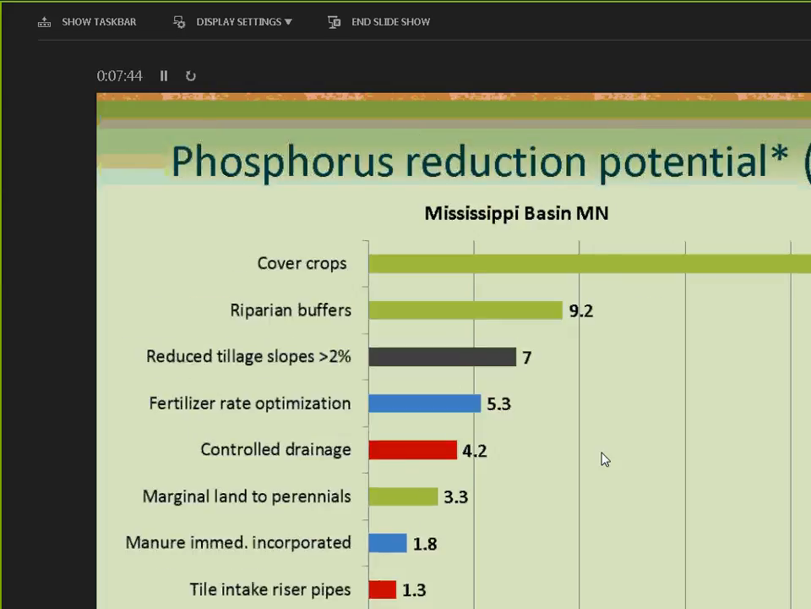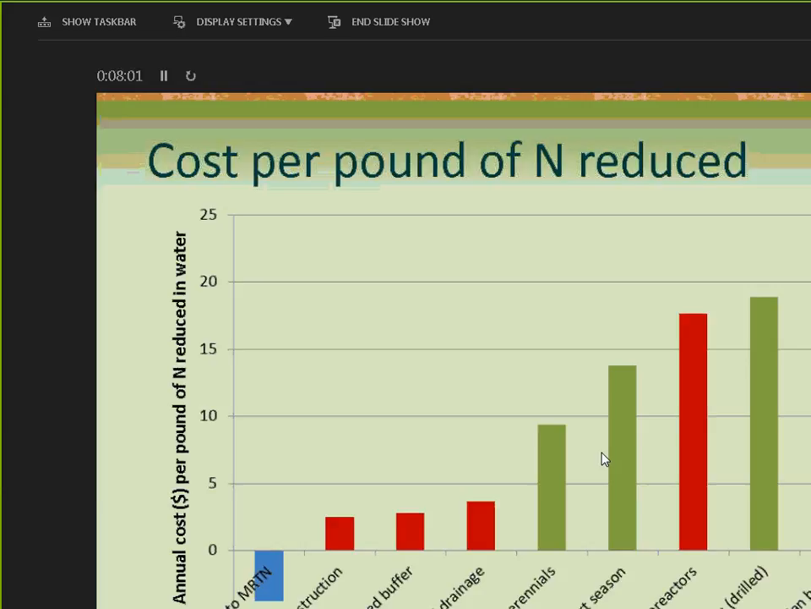Phosphorus reduction, here's the BMPs for phosphorus, and the same thing with the cover crops. We can split that apart and look at different applications of cover crops. I won't go into the findings of all these, but just to point out what the tool can do.